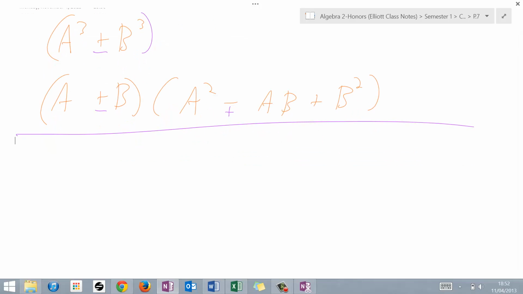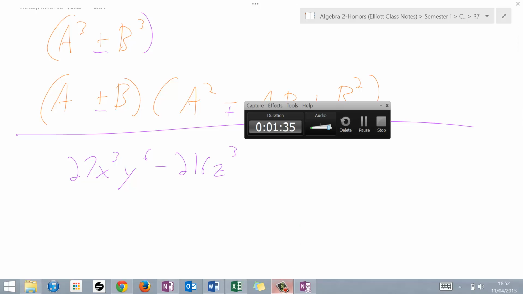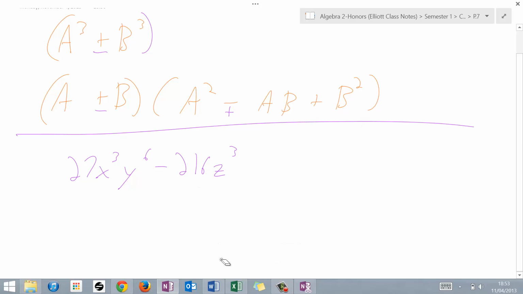So an example of this would be something like 27x cubed y to the 6th minus, let's do 216 z cubed. So this is an example of one, and if I look at this carefully, hang on, let me make sure I want to do 216. No, that's going to be too simple because we can pull a 27 out of both of those. Let's just go back to a 125. We've been using that one for a while.